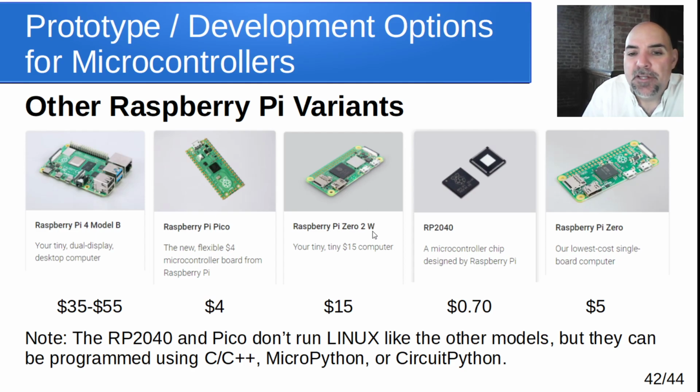Here's a Raspberry Pi Zero W. This says Raspberry Pi Zero does run a full operating system, and the W means wireless, so it also has Wi-Fi capability built onto that board.